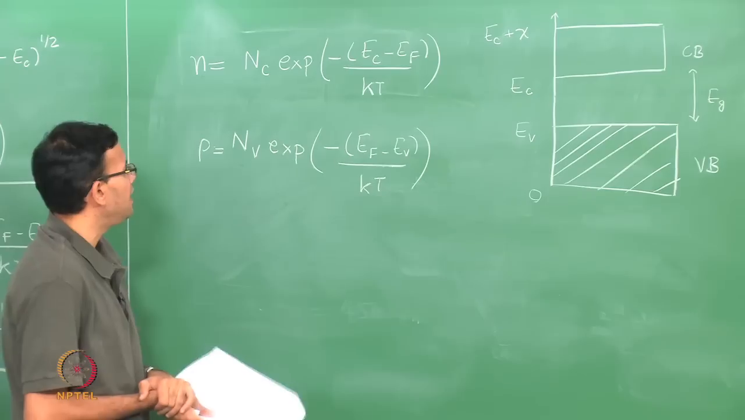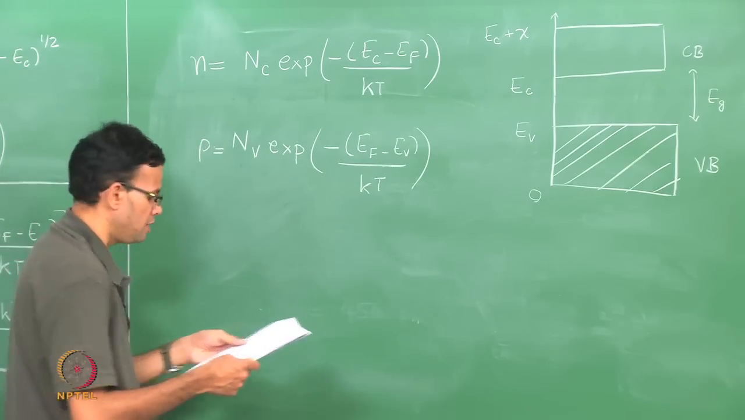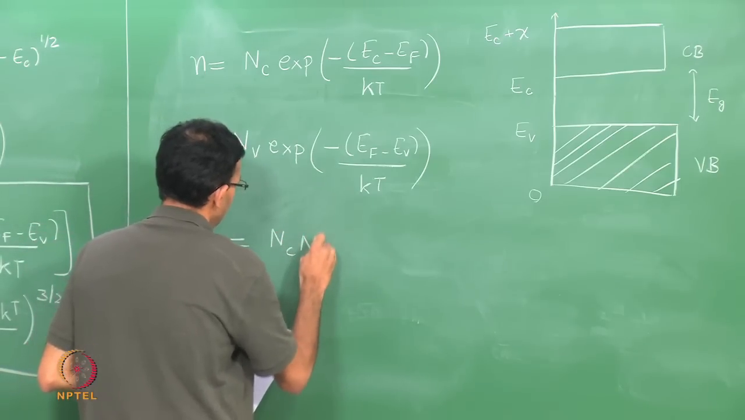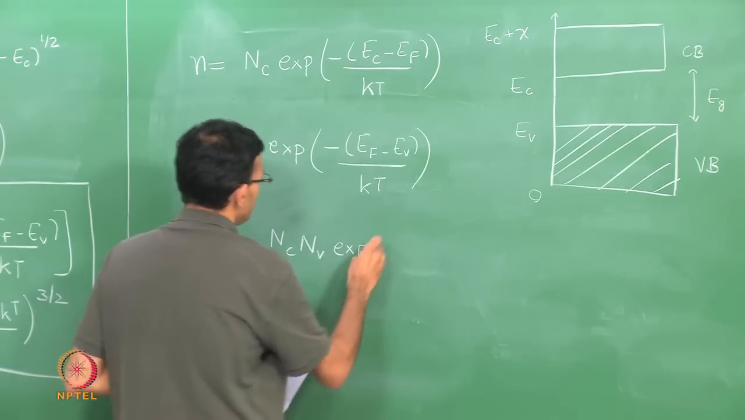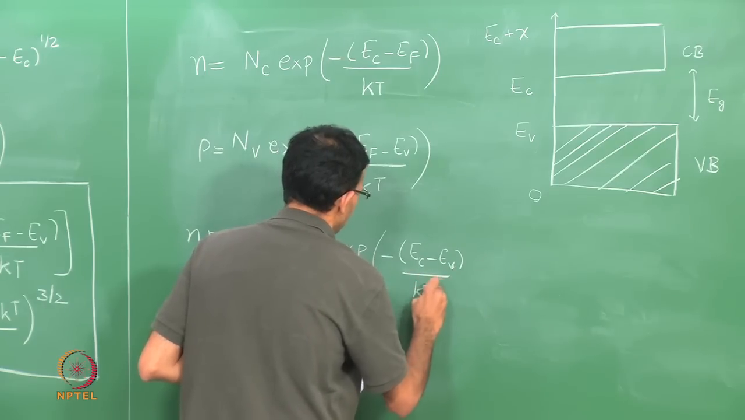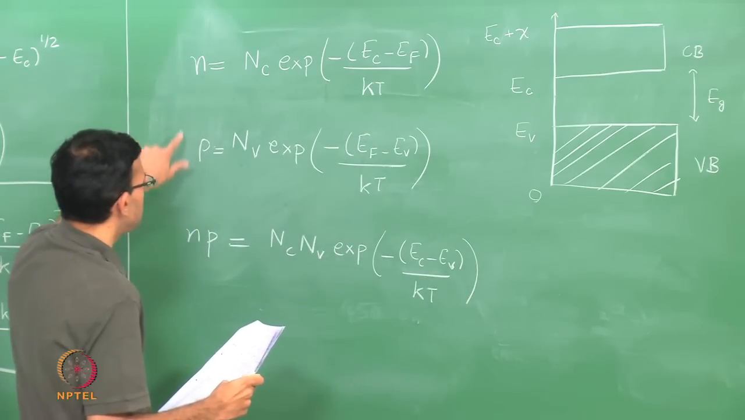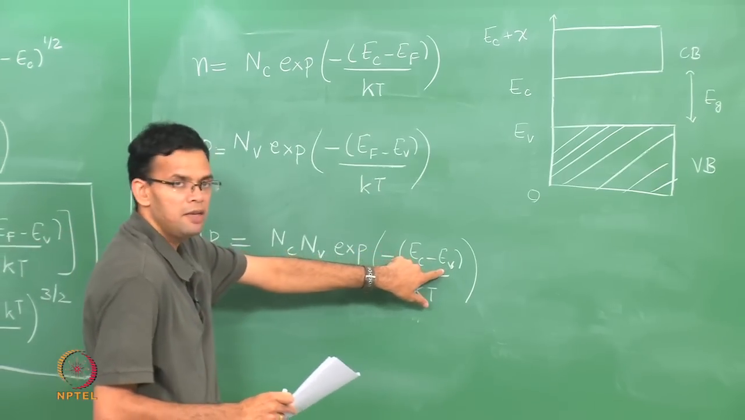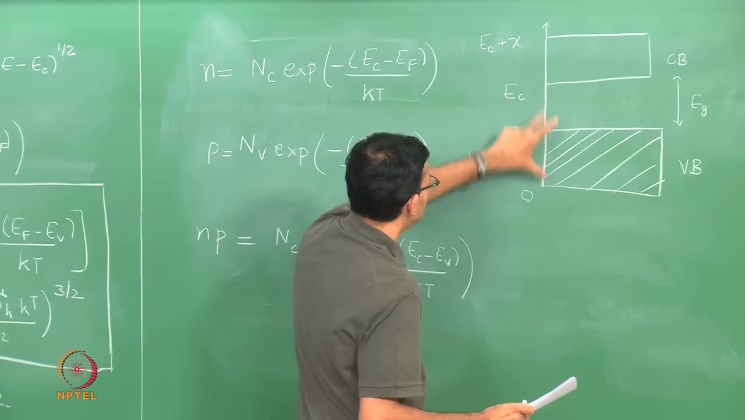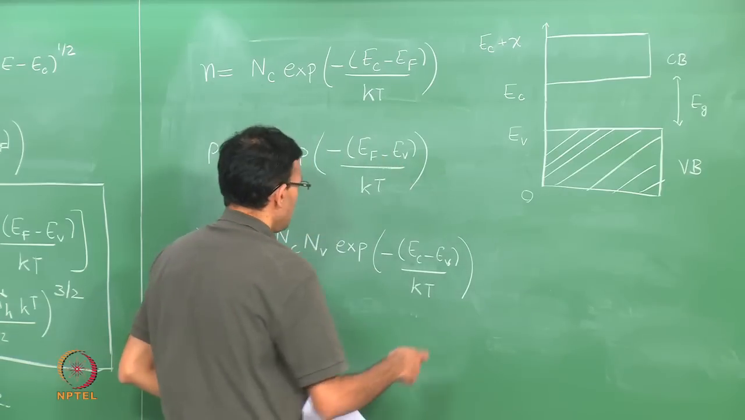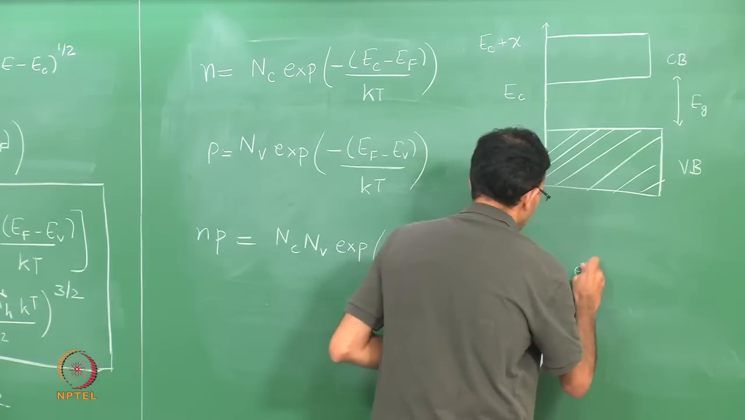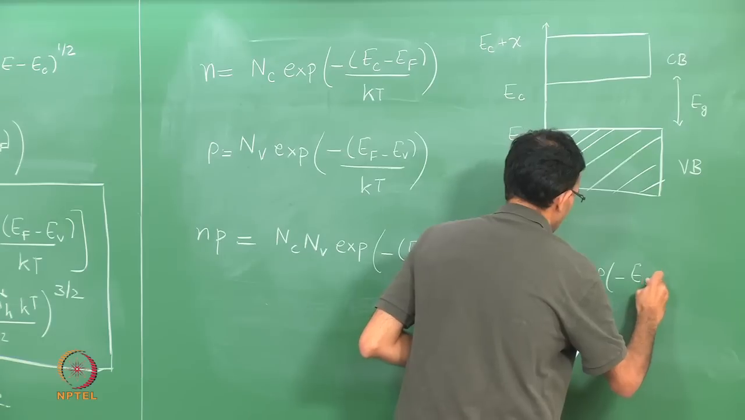So, let us go ahead and eliminate EF by multiplying N and P together. If you do that, NP will be NC NV exponential minus (EC minus EV) over kT. All I have done is multiply these two together. EC minus EV, if you see from this band diagram, this whole thing is EC, this is EV. So, EC minus EV is nothing but the band gap. So, this I can replace: NC NV exponential minus EG over kT.